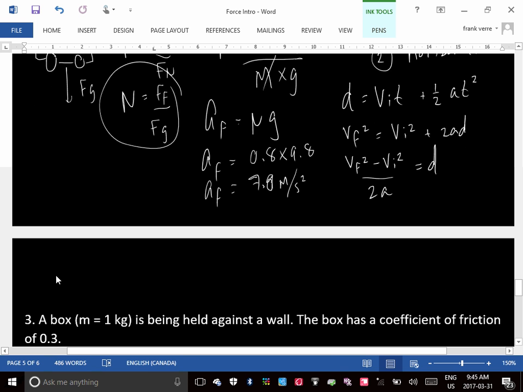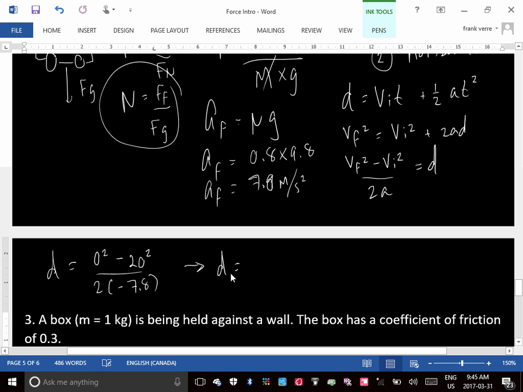So let's finish it off over here. Distance. Okay, what's your final speed? What's vf? So 0 minus what's your initial speed? 20 over 2 times your acceleration. Now, let's be accurate here. The acceleration, should that be negative or positive? Why? Yeah, so if we take the initial speed as positive, and something is slowing down, that means the acceleration has to be pointing the other way. So this is going to be negative 7.8.